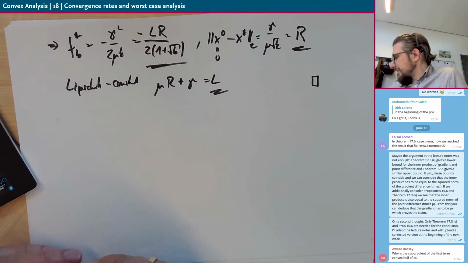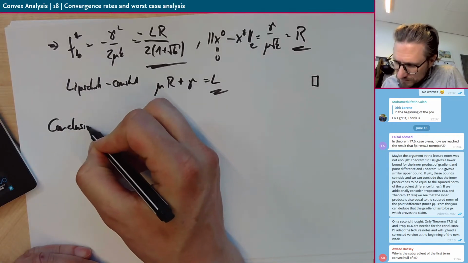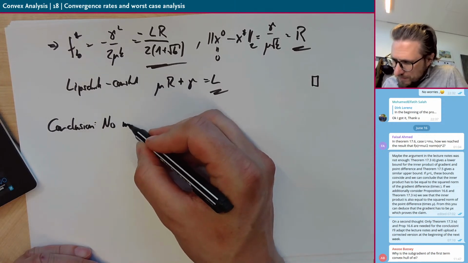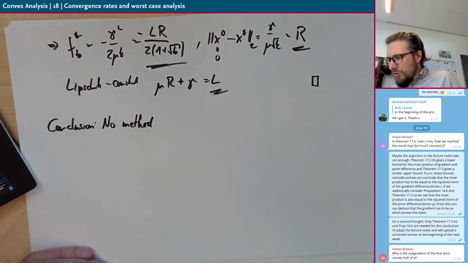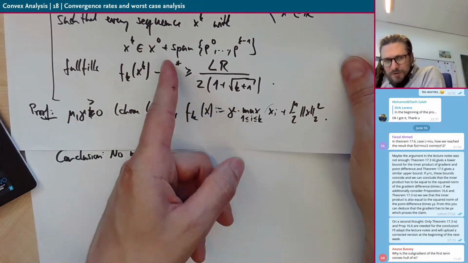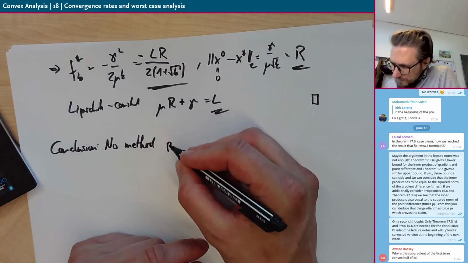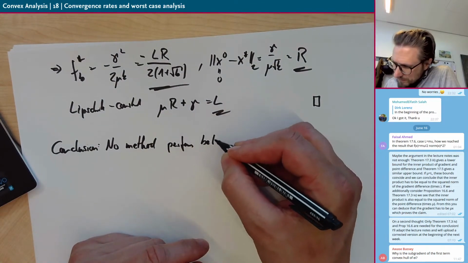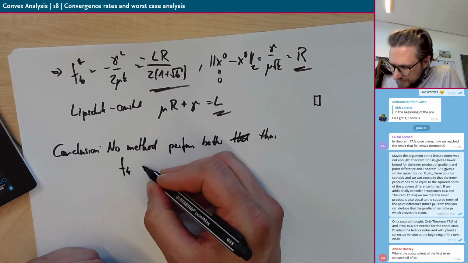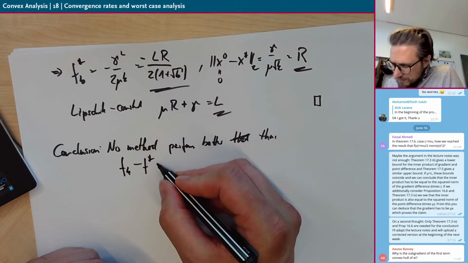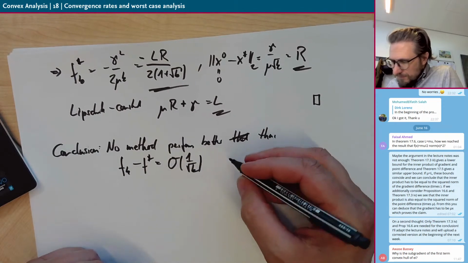So the conclusion is, maybe I should write it down here. The take-home message, conclusion: no method, and with no method I mean no method fulfilling this assumption here that it only uses subgradients and only moves in the span of the first subgradients, performs better than giving the kth iteration minus the optimal value decaying like 1 over k in the worst case.